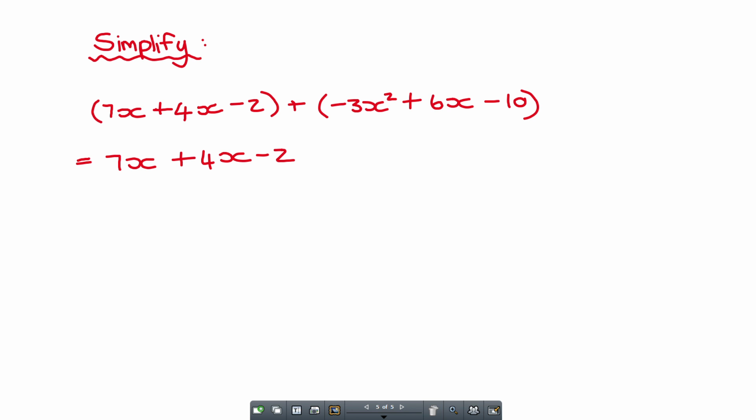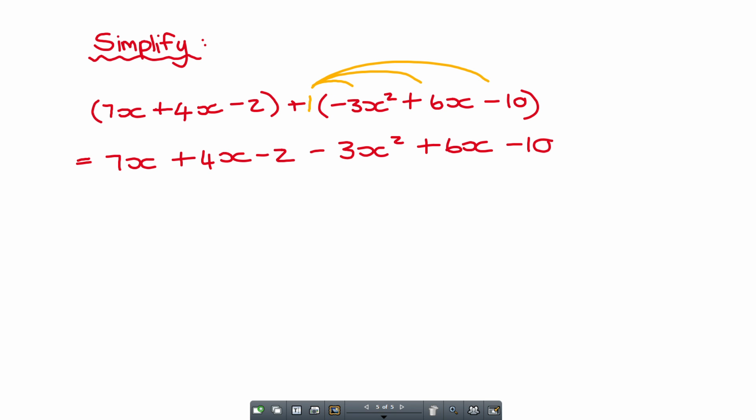Okay, so to get rid of the brackets here, what did I have to multiply in? Positive 1. Okay, so that I must go multiply in. And that's going to give me negative 3x to the power of 2, positive 6x, and minus 10. So can you see I just got rid of the brackets?